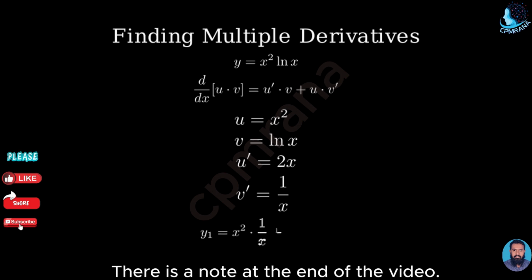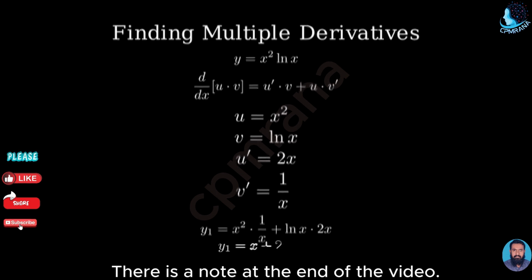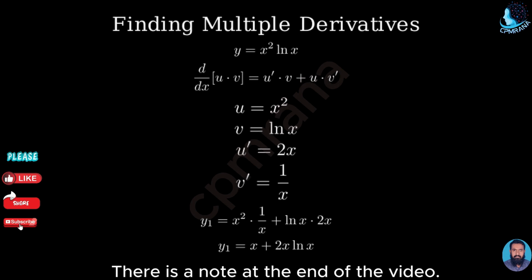The first derivative y sub 1 equals x squared times 1 over x plus natural log of x times 2x. This simplifies to x plus 2x natural log of x. For the second derivative, we need to differentiate y sub 1.